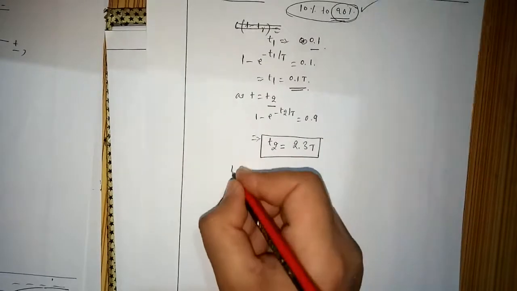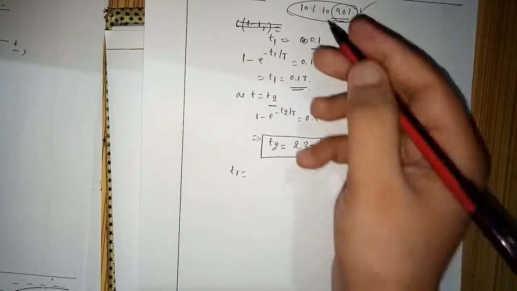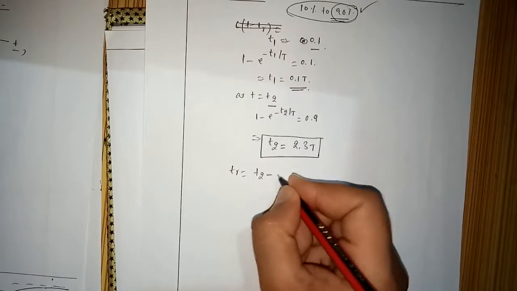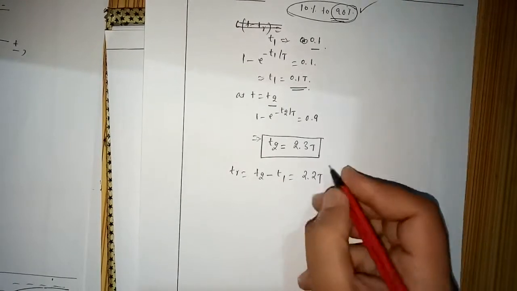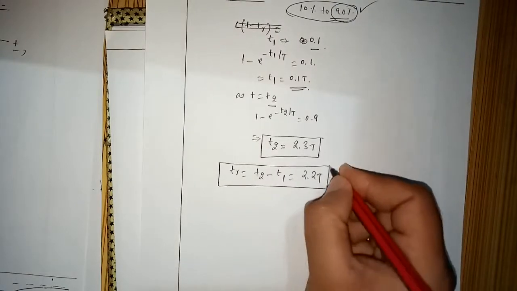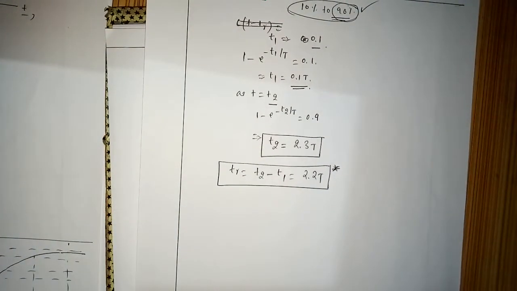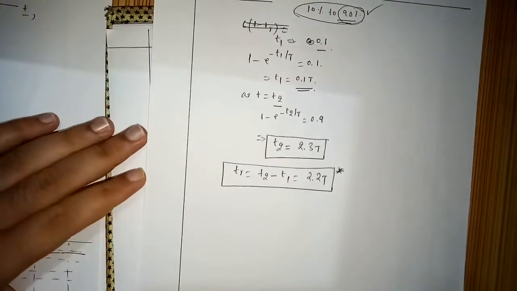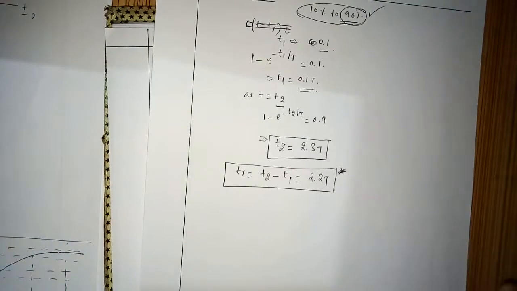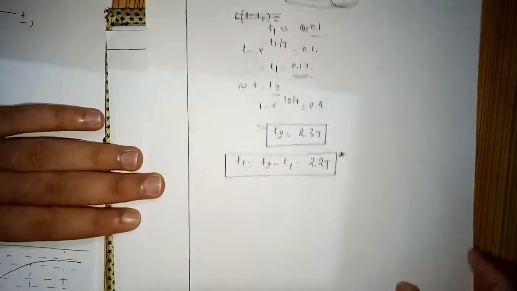Now what is rise time? It is the difference between the 90% value time and the 10% value time. I can write t2 minus t1, so I get 2.2 T. So rise time for a first order system step response is 2.2 time constants. The time constant is RC, that you can take, but generally we will talk in terms of T.